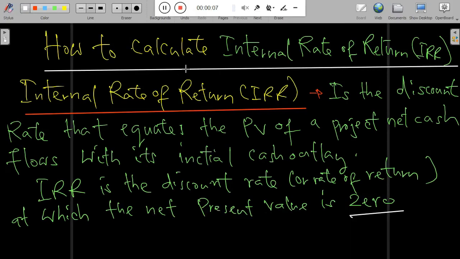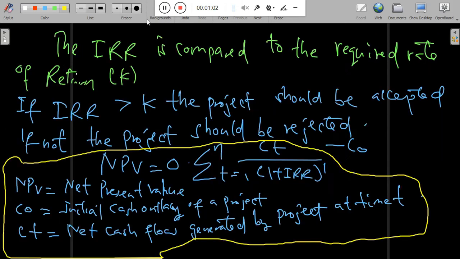So we're going to look at how we can calculate the internal rate of return, IRR. Internal rate of return is a discount rate that equates the present value of a project's net cash flows with its initial cash outlay. It is the discount rate, or rate of return, at which the net present value is equal to zero. So when you want to find the internal rate of return, we need to set the net present value equal to zero.